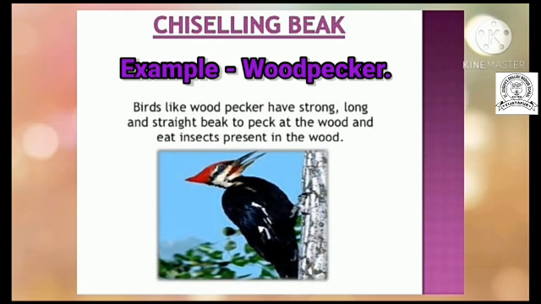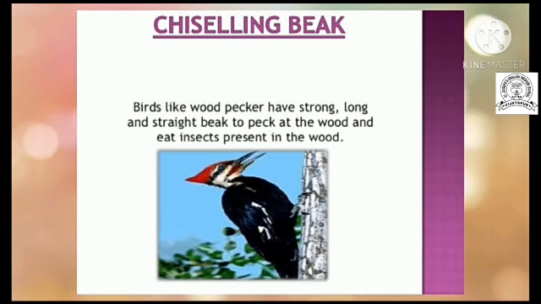And you got it now, chiseling beak means what? It is long and slender. By using that they can make a hole inside the tree trunk and get the bugs which are present inside the tree trunk. So it is the sixth beak, the chiseling beak. By using that chiseling beak, the woodpecker can make the hole inside the tree trunk.